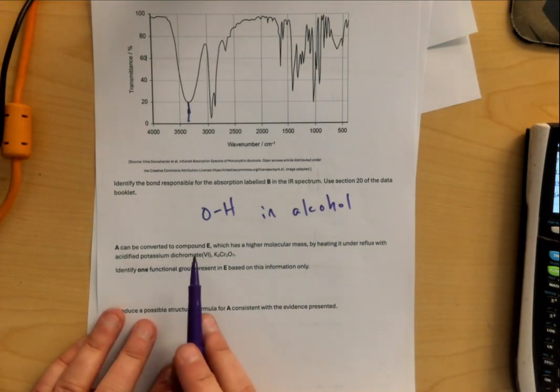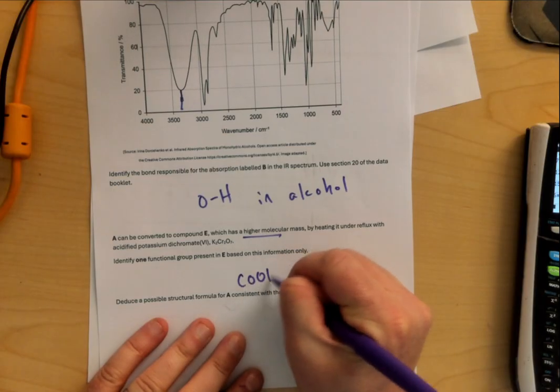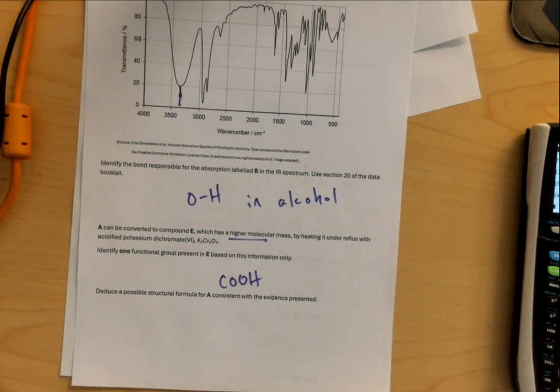A can be converted to compound E, which has a higher molecular mass, by heating it under reflux with acidified potassium dichromate. So this is the oxidation of this alcohol. Now, when you oxidize an alcohol under reflux, first you produce an aldehyde. Now, the only difference between the alcohol and the aldehyde is the loss of one hydrogen. So the aldehyde would actually have a lower molecular mass. But the second product that's formed would be a carboxylic acid, which is oxidized via the gain of oxygen. So the carboxylic acid will have a greater mass. So it's got to be a carboxyl group. You can either write carboxyl group or COOH.